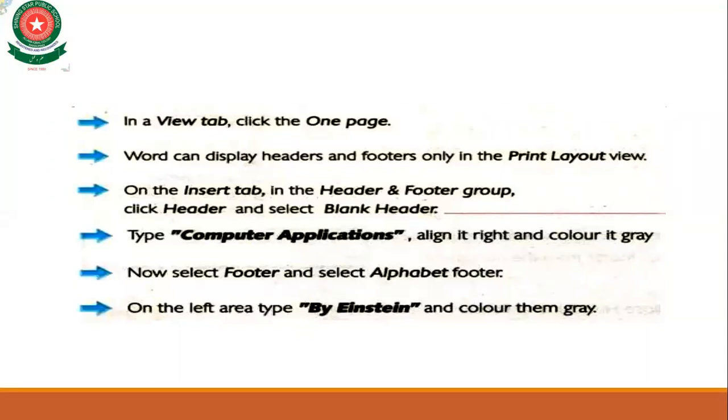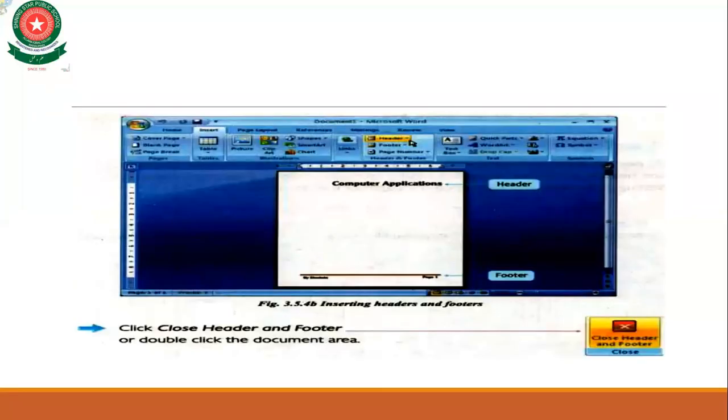Type computer applications, align it right and color it gray. Now select footer and select the alphabet footer. On the left area, type by Einstein and color them gray.